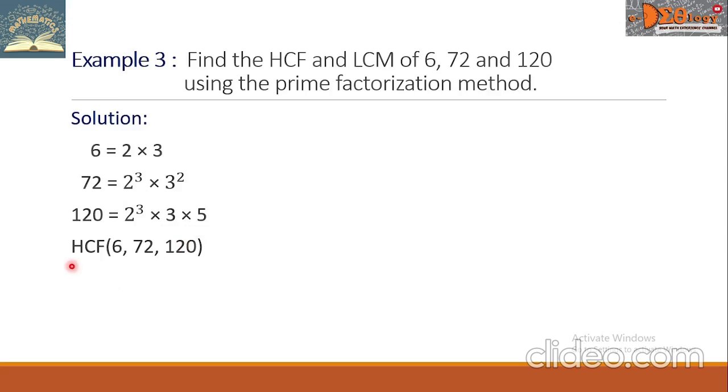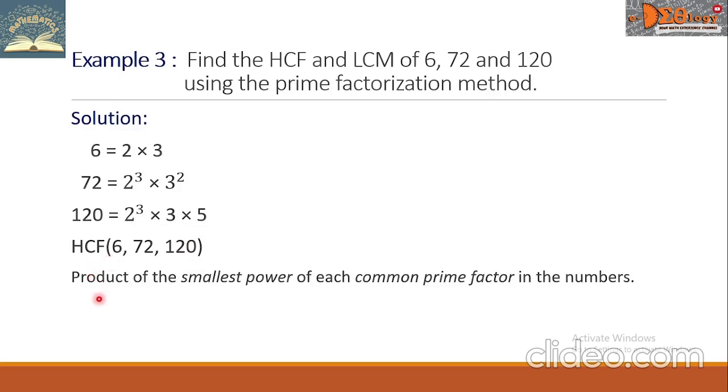Now let's begin with the HCF of the three numbers. We define HCF as the product of the smallest power of each common prime factor in the numbers. Looking at the prime factors, we can see that number 2 is common, but we will take the smallest power, and that is power 1, to be multiplied by another common factor, which is 3, and we take the smallest power, which is power 1. So this is 2 times 3. HCF is 6.